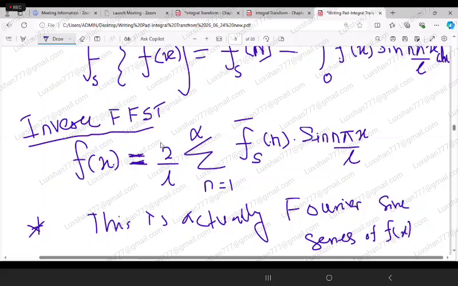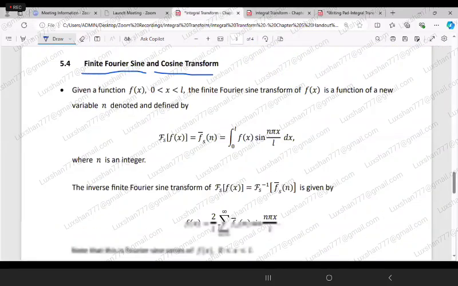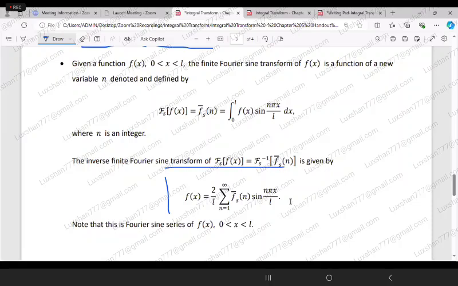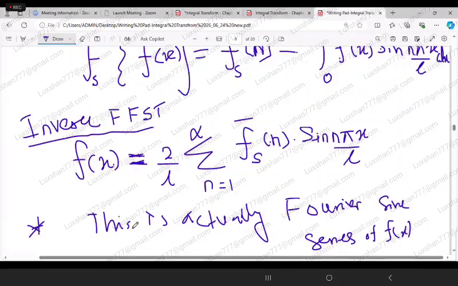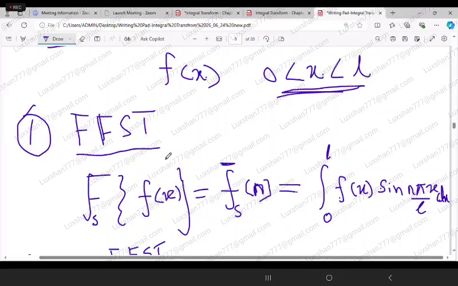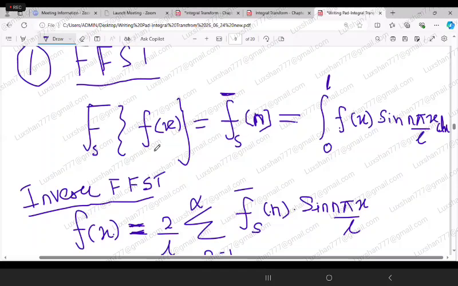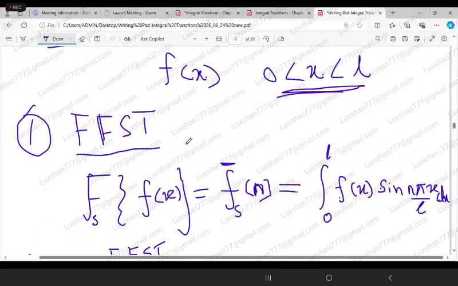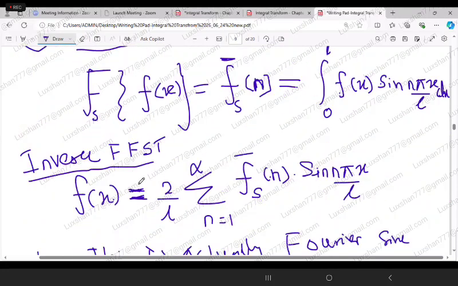So actually, the inverse Fourier transform is nothing but the Fourier sine series of the function. Look at the definition. This is nothing but the Fourier sine series representation of the function. If you don't understand the last point, don't worry. Just understand the formula. This is the finite Fourier sine transform, and this is the corresponding inverse formula.